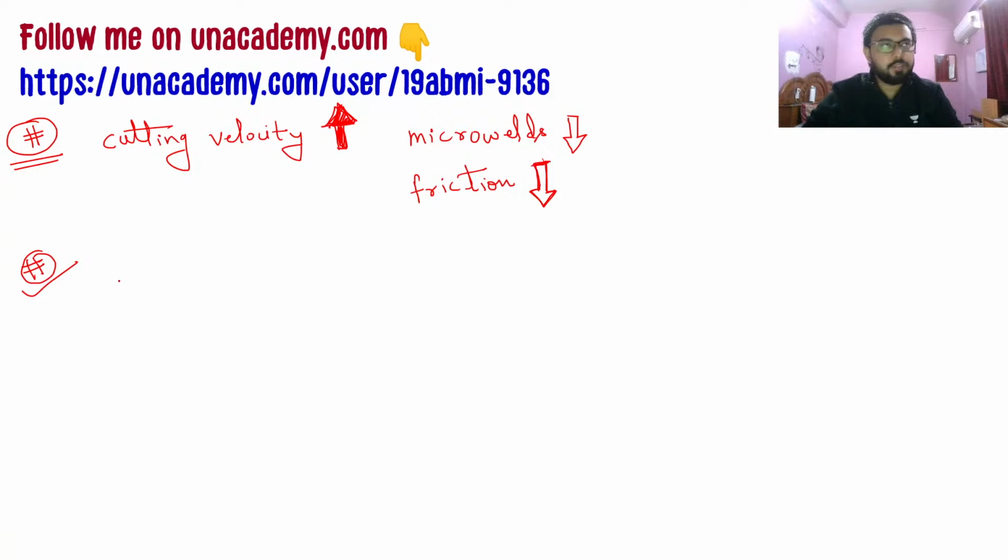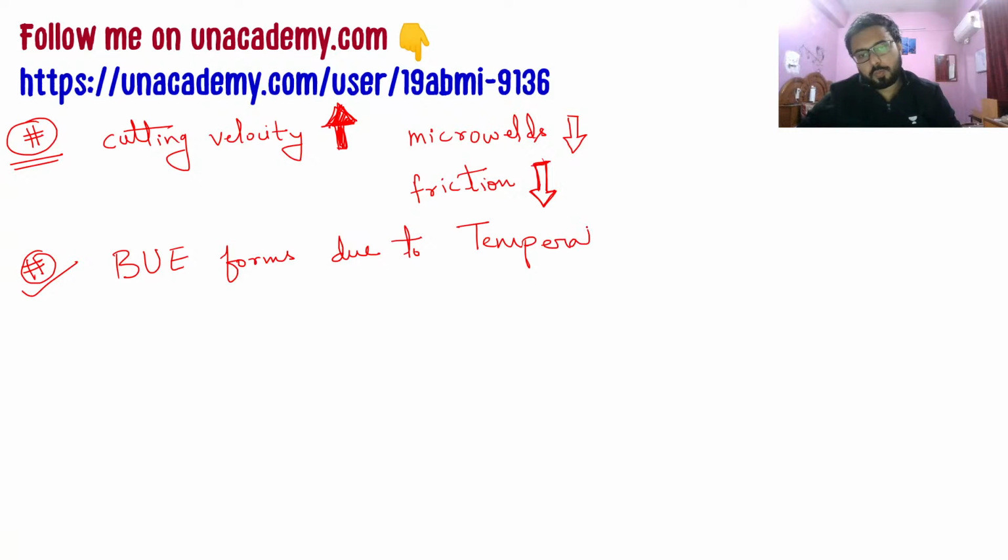And this friction will lead to high temperature, and the built up edge forms due to temperature rise. So temperature rise leads to formation of built up edge. So that will also decrease if cutting velocity is increased, because again this friction and micro welds will not be forming.